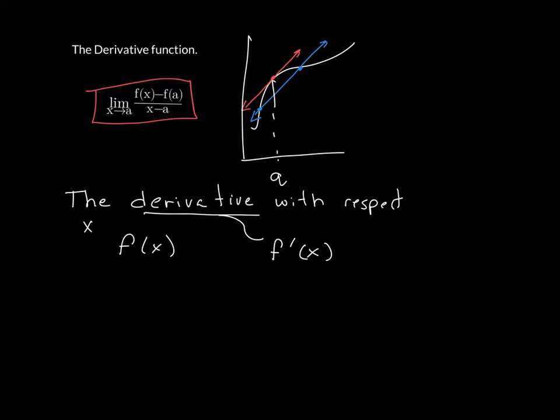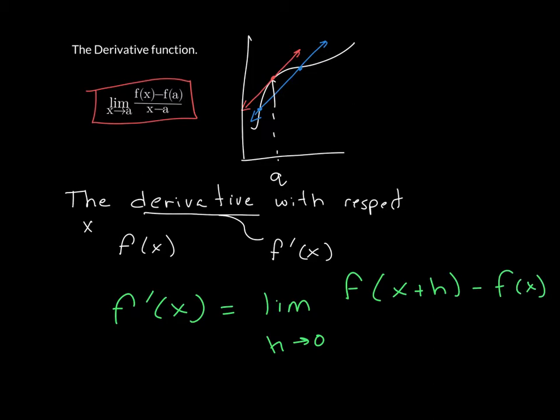So the definition of the derivative is written as f prime of x is equal to the limit as h approaches 0 of f of x plus h minus f of x all over h. And the idea behind this is this will give us a function that gives us all of the slopes of that tangent line.